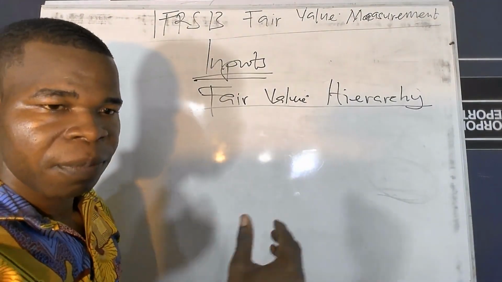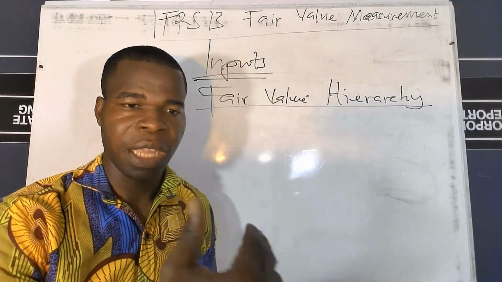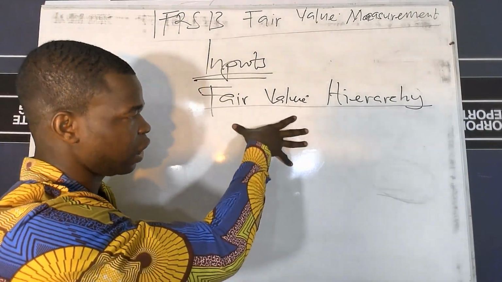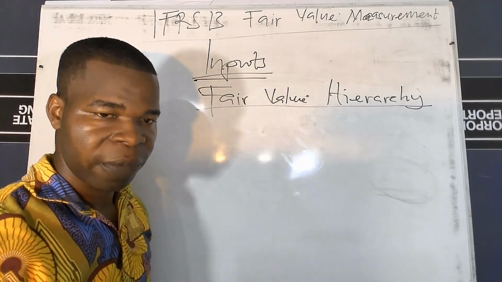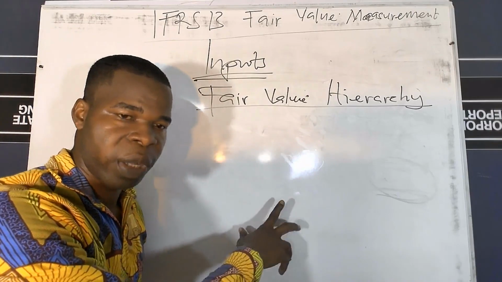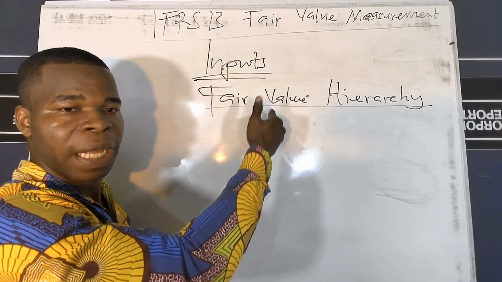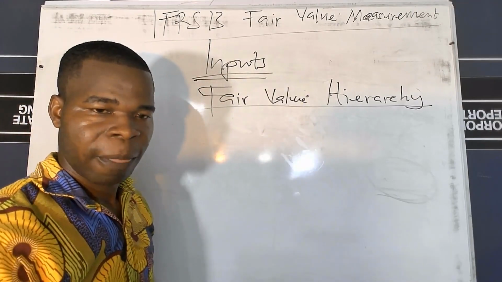The standard prescribes a fair value hierarchy for the inputs. If there is information about an input in level 1, you can use it. If there is no information about that, you resort to the second one. So this follows chronologically. You have to follow it chronologically.